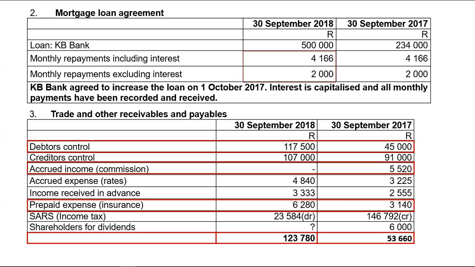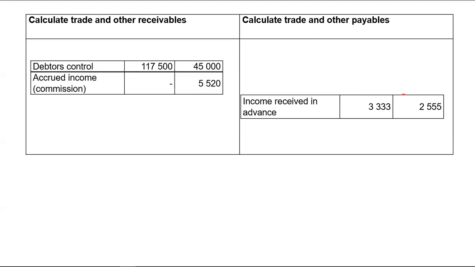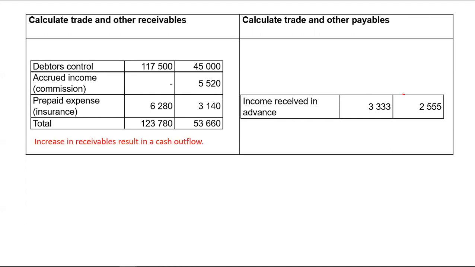Now, I am simply going to show you calculations quickly. In trade and other receivables, I will start with debtors control. The next item there will be accrued income. The next item will be prepaid expense. Add them up, they will give us this, and you realize that this year's balance is higher than last year's balance when it comes to trade and other receivables. Cash flow wise, that is bad news, means we lost money. Our debtors, people that owe us, did not pay us.